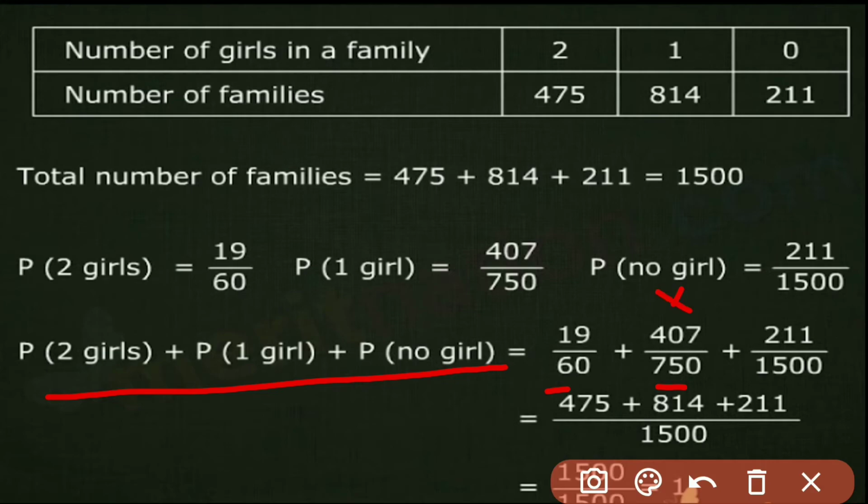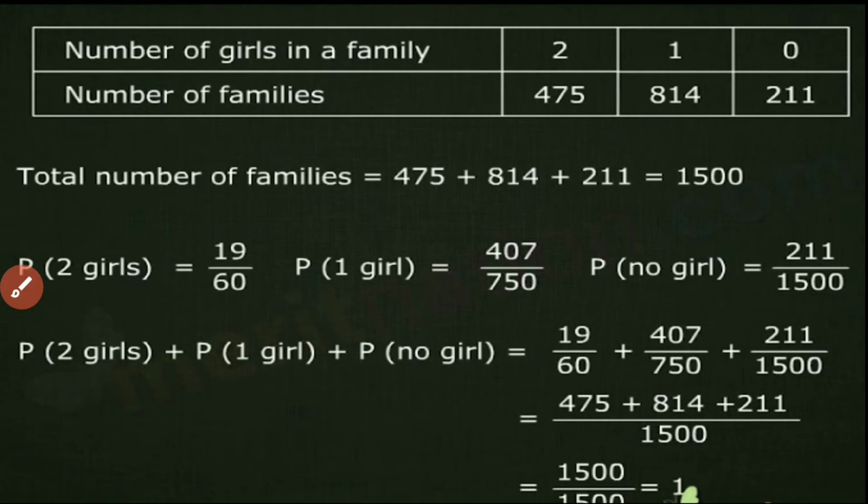So at the second stage we have multiplied by 2, and in the first case we have divided by 2 times 5. So when you multiply by 25, this term is multiplied by 25 and this term is multiplied by 2. After multiplying, you receive 475 and 814, and 211 as it is. When we sum up the numerators, 1500 upon 1500 gives you 1 itself.